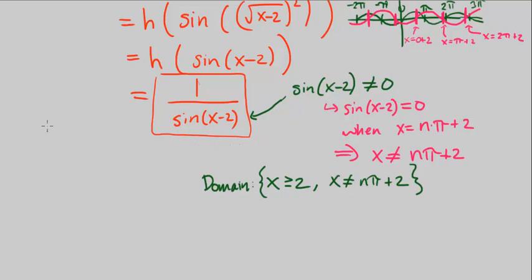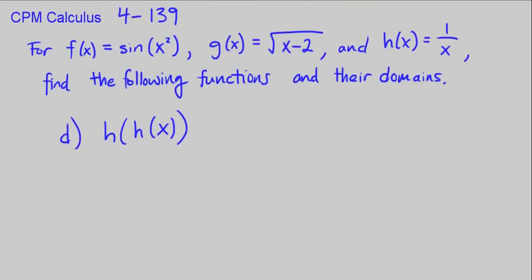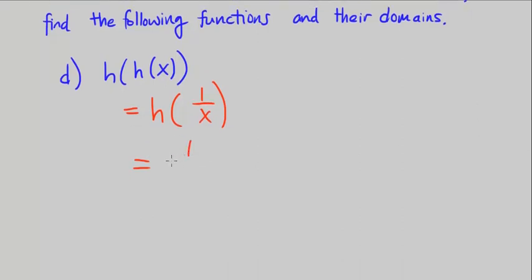So finally, let's go on to part D. We have h of h of x. This is a composite function. The input now is h of x, so the input is 1 over x. H of 1 over x means the input replaces x here, so it's 1 over 1 over x. And we know that's the same thing as 1 times the reciprocal of the denominator, which is x. So the composite function is equal to x.